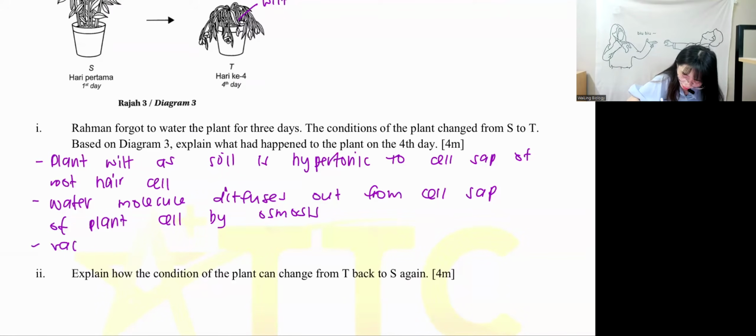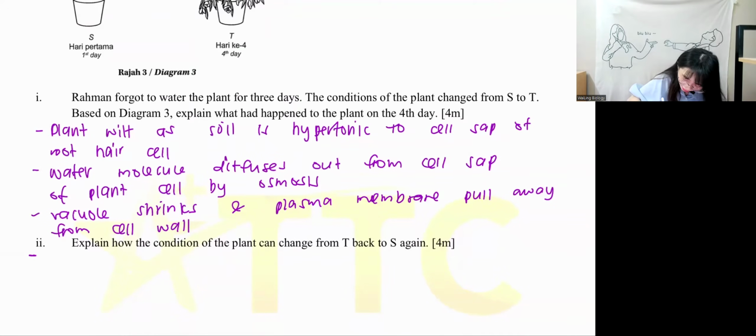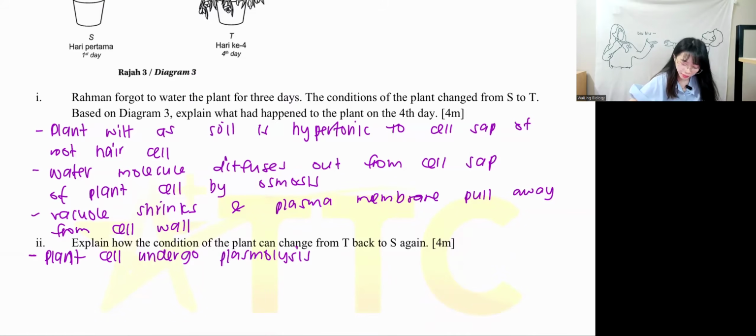Then you're going to say vacuole shrinks and plasma membrane pull away from cell wall. One more sentence. Let me write at the bottom now, guys. So you're going to say the plant cell undergo plasmolysis. It's under the same answer, yeah, guys.